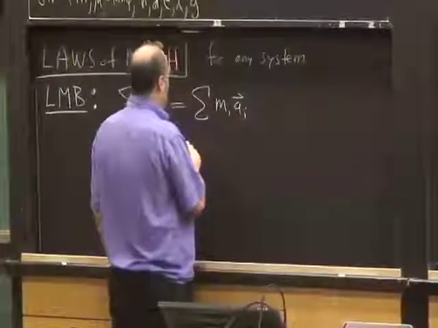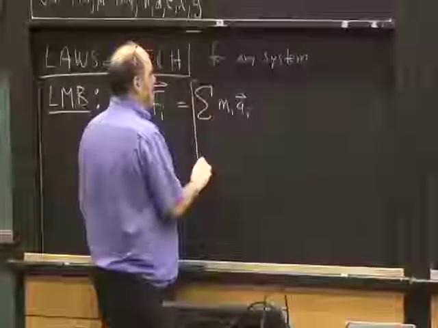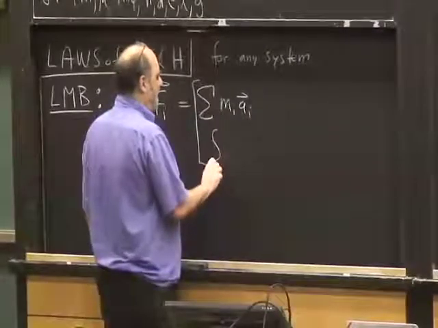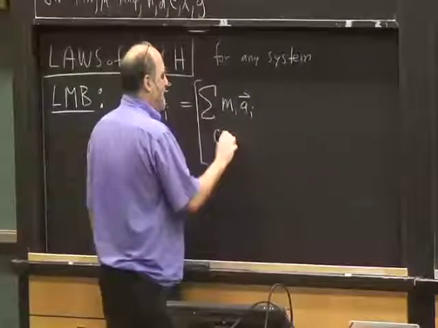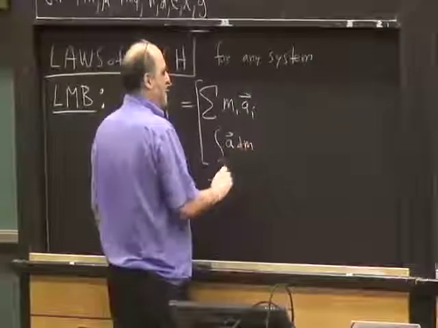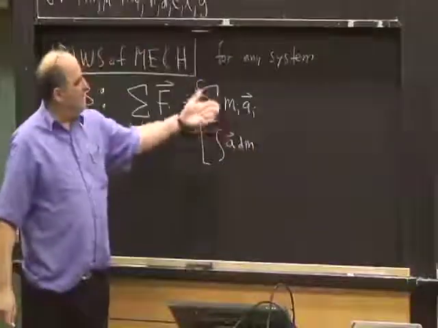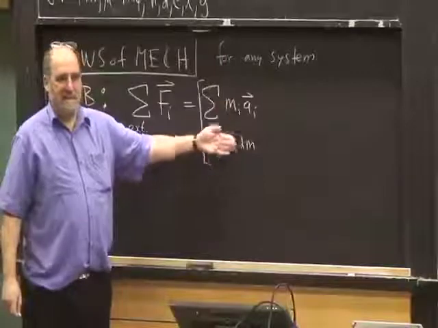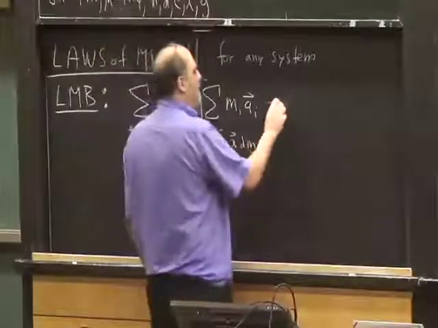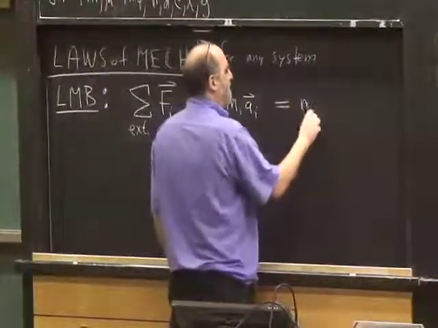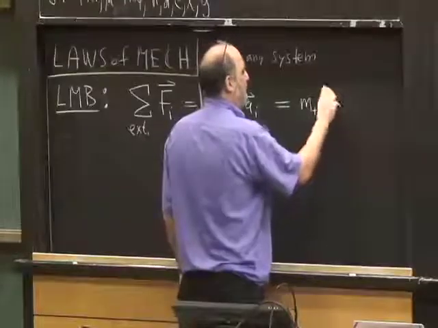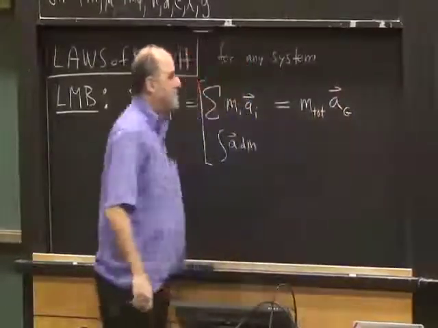If you want to write it in the continuum form, it would be the integral over all the mass of the acceleration dm, which is equal to the rate of change of the system. So these are the same equations. This is thinking of it as a continuum. This is a bunch of particles. And all of this collapses to a beautiful expression like this.